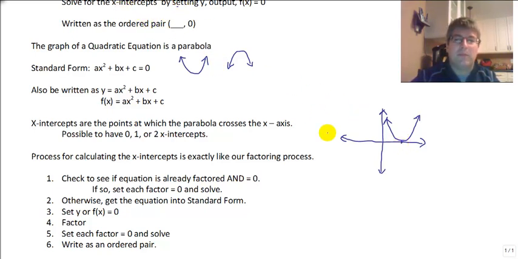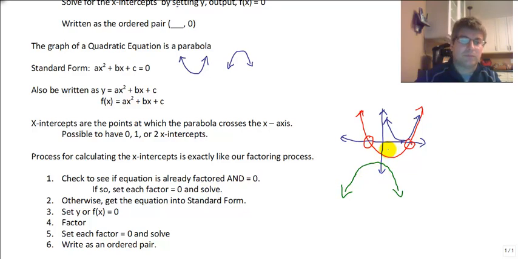Another possibility, the parabola could still open upwards, and it might have 2 x-intercepts. There's one x-intercept, and here is the second x-intercept. And of course, it's possible for a parabola to have 0 x-intercepts, and now this is not to say all parabolas that open down have no x-intercepts. They could open up here, and have no x-intercepts. But we could have a parabola that looks something like this, opens down, never crosses the x-axis.